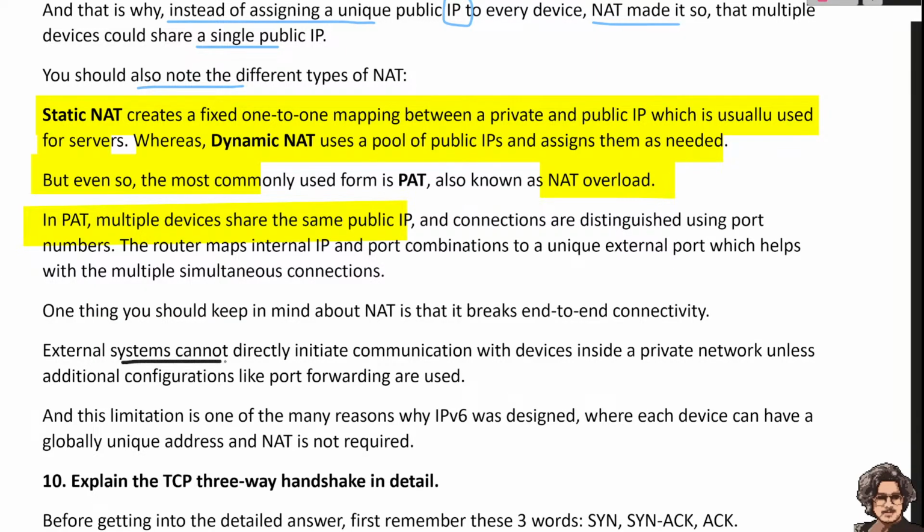So an external system cannot directly initiate communication with a private device unless additional configuration like port forwarding is done. This limitation is one of the many reasons why IPv6 was designed, where every device can have a globally unique address and NAT is not required.